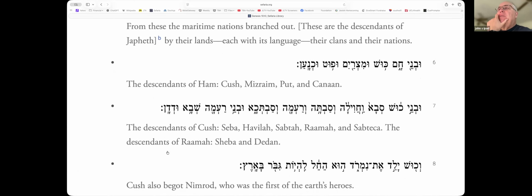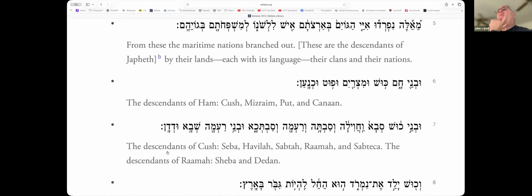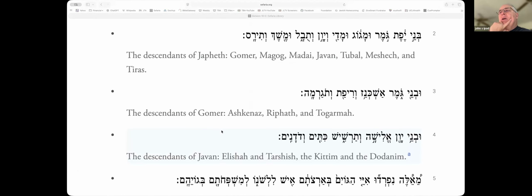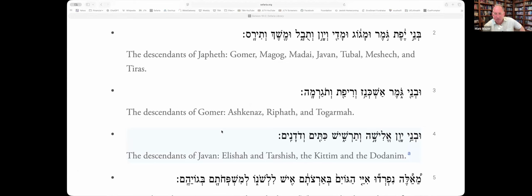My next question, sorry everybody, is why do you think... you may or may not have an answer. You notice that the author speaks about Gomer and Javan, but not about Magog, Madai, Tubal, Meshech, and Tiras, right? So they don't give all of them. Why not?